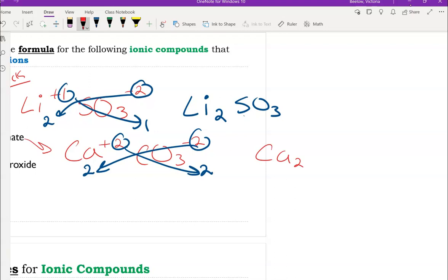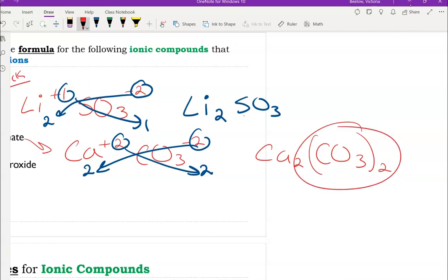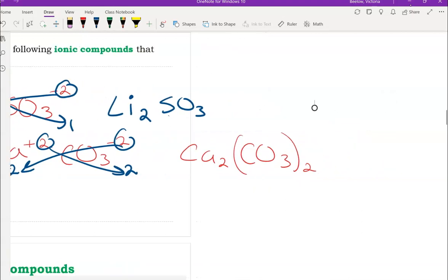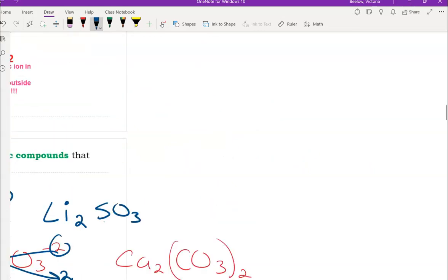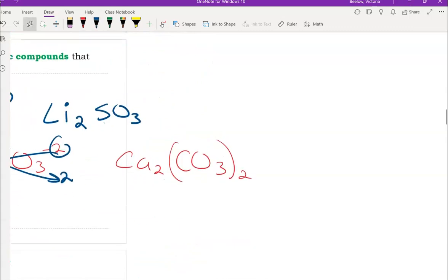we would have Ca2. Now, if you have, again, something like this and you have a number that's not a 1, you want to put the polyatomic ion in parentheses. You're not going to add these or anything. You want that 2 to apply to the entire polyatomic ion. However, we can simplify this, right? Like we did up here. We can simplify this to just CaCO3, okay? Because we have a 2 and a 2, we have the same charges, so we would just simplify it to this.